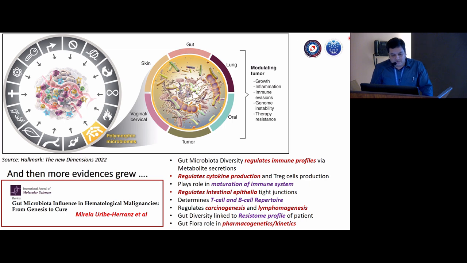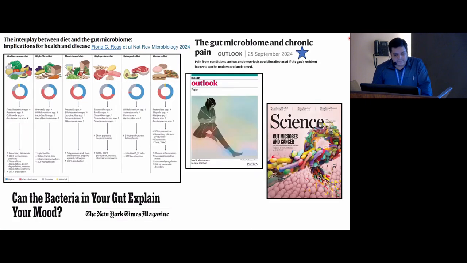And whatever the source of microbiota is, it is affecting people, it is affecting health, and in hematological malignancies it is also important because it changes and hijacks those immune profiles, especially those lymphoid lineages.